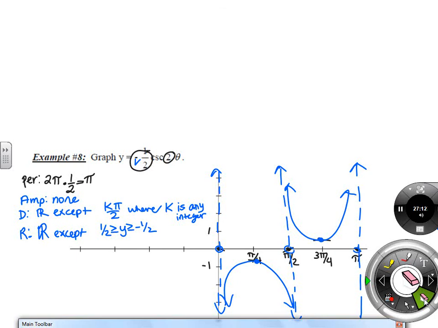I'm trying to say except. I'm not going to put equal to, because I'm trying to say these are the exceptions, the things that are excluded. But I do actually hit 1/2 and negative 1/2, so I don't want to put equal to 1/2. That would mean 1/2 is part of the exception that I'm not hitting, and I am hitting it.